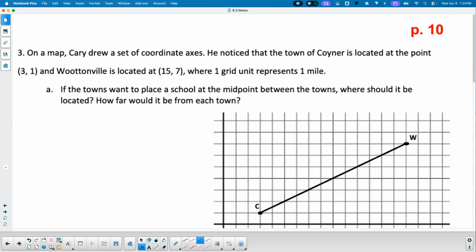On a map, Carrie drew a set of coordinate axes. He noticed that the town of Coiner is located at the point 3, 1, that's point C, and Woottonville is located at 15, 7, that's point W. One grid represents 1 mile. If the two towns want to place a school at the midpoint between the towns, where would that midpoint be located? Find me where that midpoint is located. Actually, do it this time. Don't wait for me.